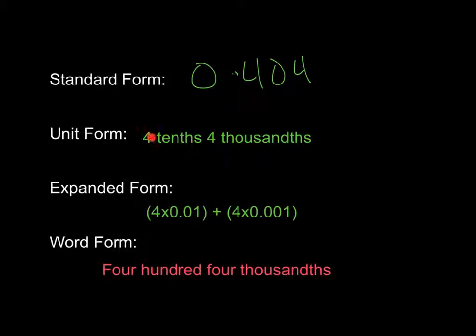In unit form, we have 4/10 and 4 thousandths. There's 0 hundredths, so I don't need to put that in. Remember, our unit form and our expanded form are friends. We have 4 times 1/10 plus 4 times 1,000th.